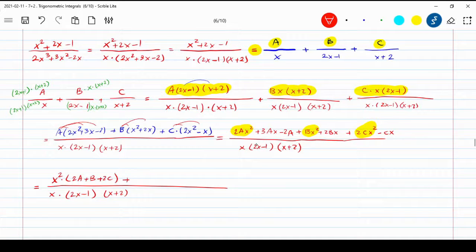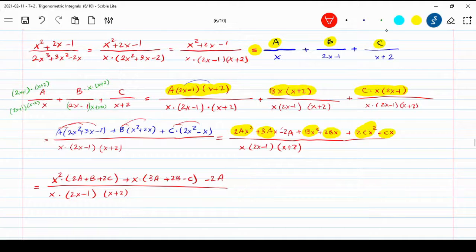We do exactly the same thing for the x's. So here for the x's I have, that term contains an x, this term contains an x, and here we have another one. So we'll get plus x times 3a plus 2b minus c. And finally, the only constant we have is minus 2a, so I'm going to rewrite this. It doesn't depend on x.